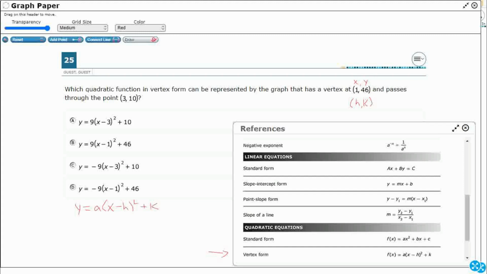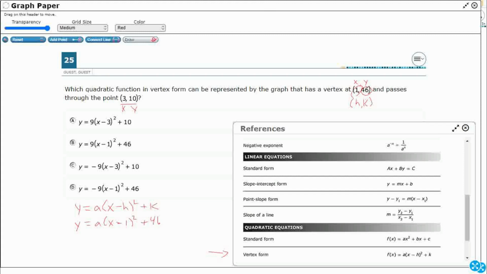So I'm going to rewrite this as my vertex: y equals a times (x minus h) squared plus k, where h is that 1 and k is that 46 right there. Okay, so I'm close. They actually give us a point it goes through, so I'm going to plug in these x and y values.